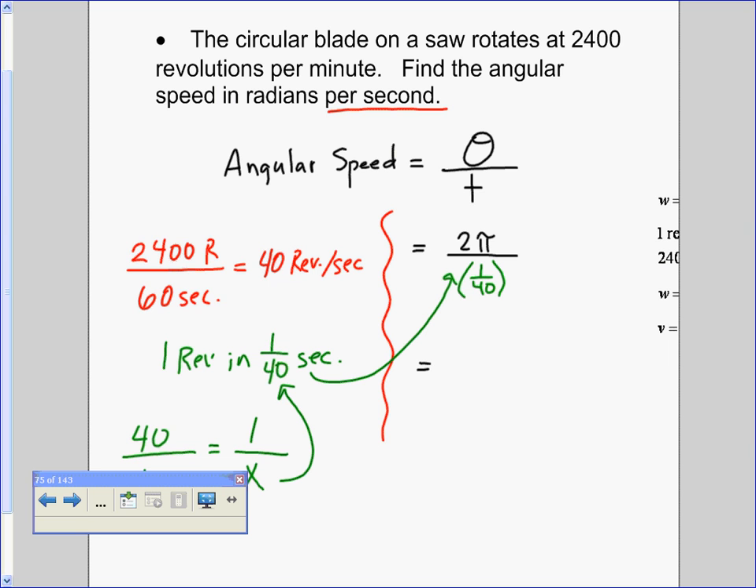And when I simplify this, I'm going to get 80 pi radians per second. Okay, and it's radians per second because we're talking about the speed of the angle, how quickly the angle is changing. So we're talking about radians this time, whereas last time we were measuring in centimeters.